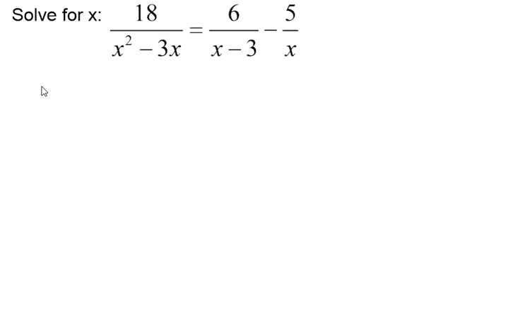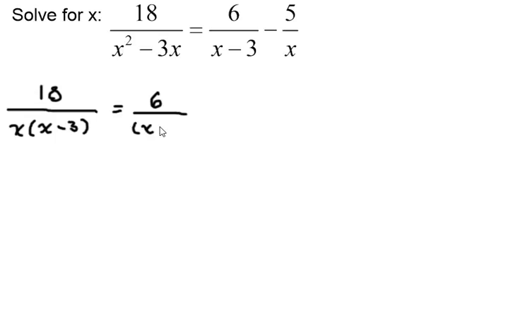So starting there, let's see, I've got 18 divided by, I've got x squared minus 3x here. So I've got a common factor of x that I can remove from there. I only get x minus 3 inside the bracket there. So that's factored now. If I look at the other two expressions here, I don't really have anything common that I can factor at the bottom of the first one. And I don't really have anything I can factor out of 5 over x.